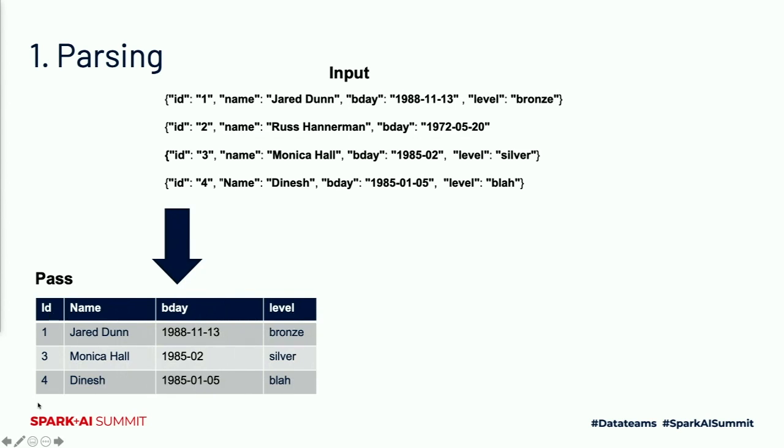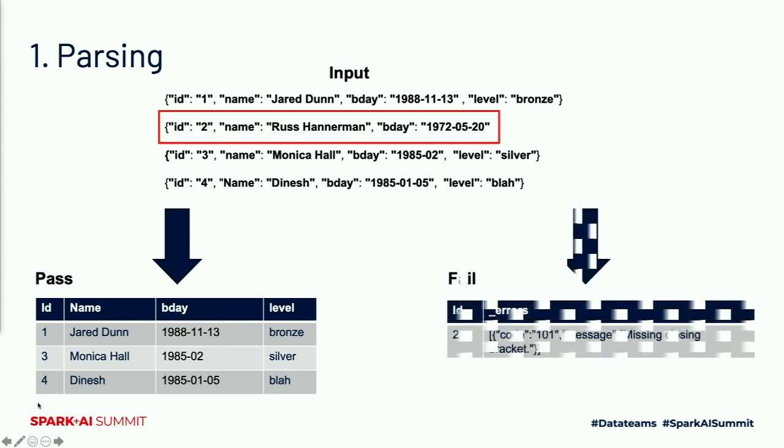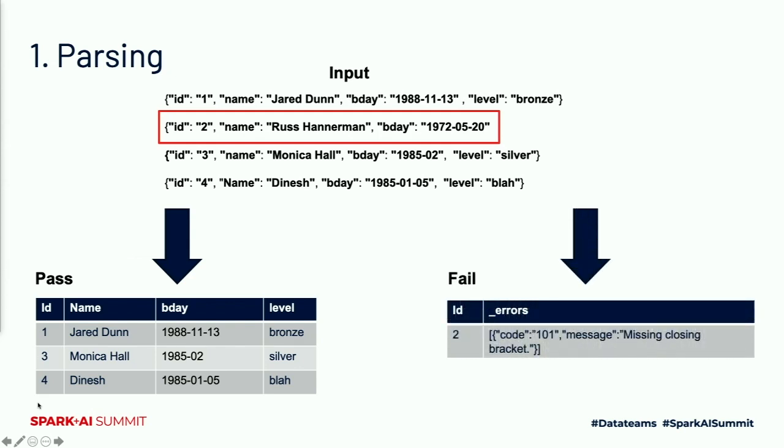However, not all the data makes it over. And we can see that we have one record that fails. It's because it's corrupt data. It's missing an ending bracket. We need to record that fact into a separate error data frame.